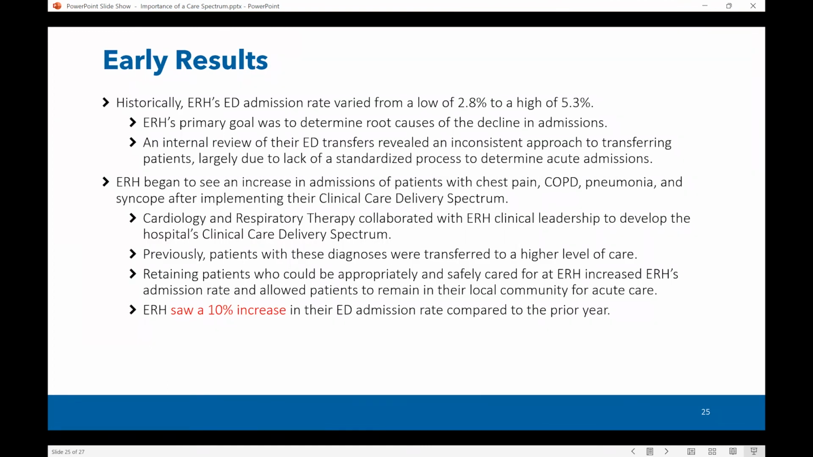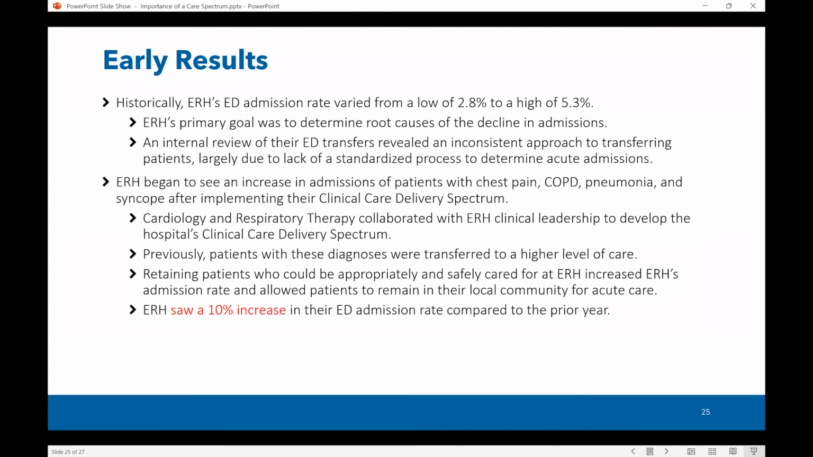For the one that I just showed you, they went through their process, and their admission rate had varied from a low of 2.8 to a high of 5.3. Their primary goal for going through the process was to determine the root causes of the decline in admissions. They did an internal review of their ED transfers, and it definitely revealed an inconsistent approach to transferring because they didn't have a standardized process.